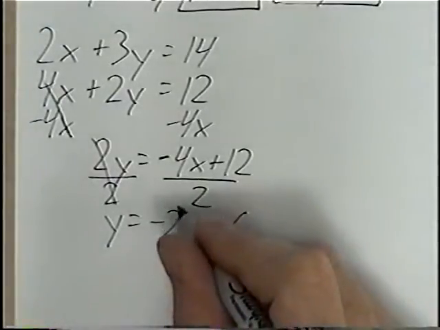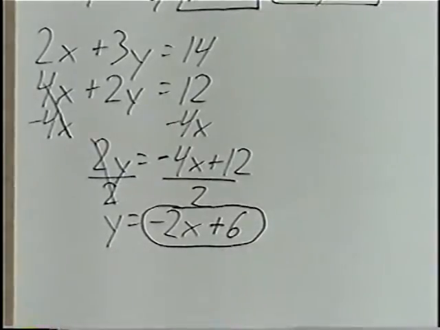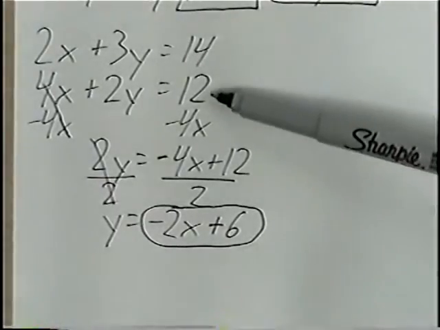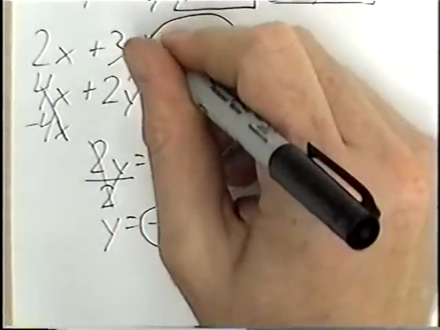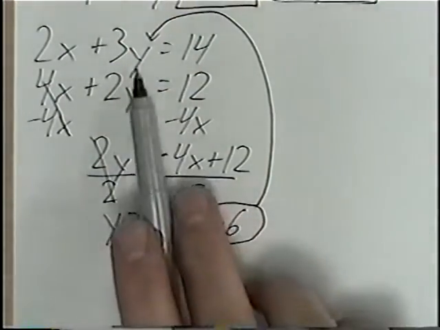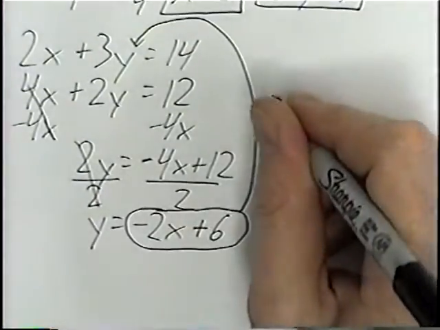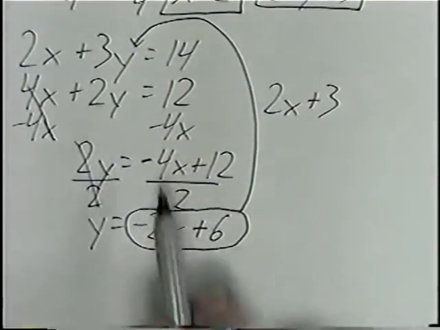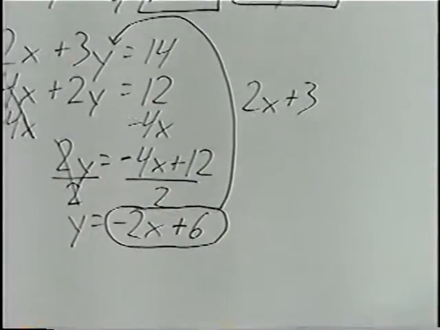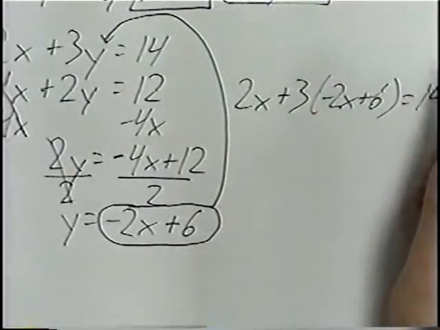When we substitute this, we'll take the negative 2x plus 6 and plug that into an equation to solve for y. When we plug it in, we want to use a different equation that we have not used yet. Since we used the second equation to solve, we'll take this expression and plug it into the y for the first equation, which again is the equation we have not used yet. So rewriting the first equation, we'll have 2x plus 3y. But again, instead of y, we'll plug in negative 2x plus 6, and equals 14.